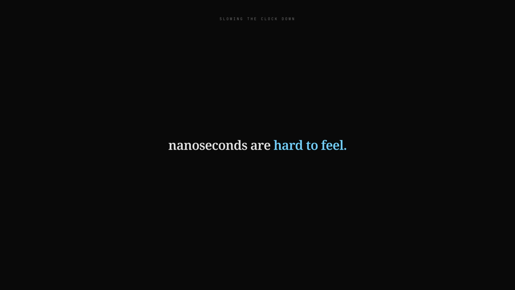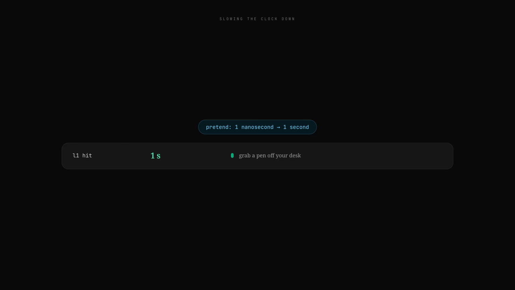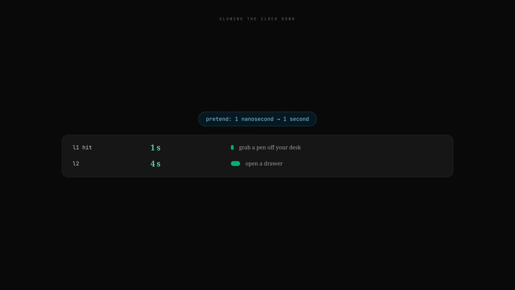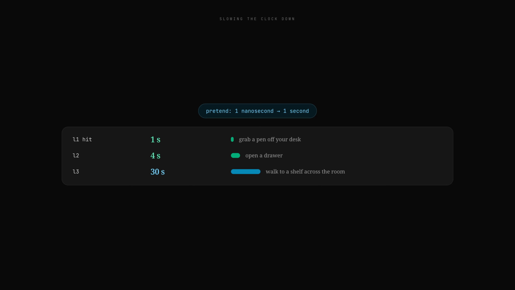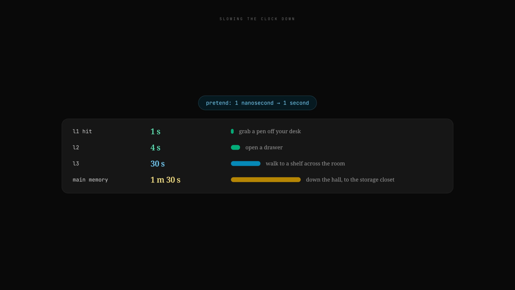Nanoseconds are hard to feel, so let's slow the clock down. Pretend 1 nanosecond is 1 second. An L1 hit is now 1 second. Grabbing a pen off your desk. L2, 4 seconds. Opening a drawer. L3, half a minute. Walking to a shelf across the room. Main memory, a minute and a half. Down the hall to the storage closet. And it keeps going.